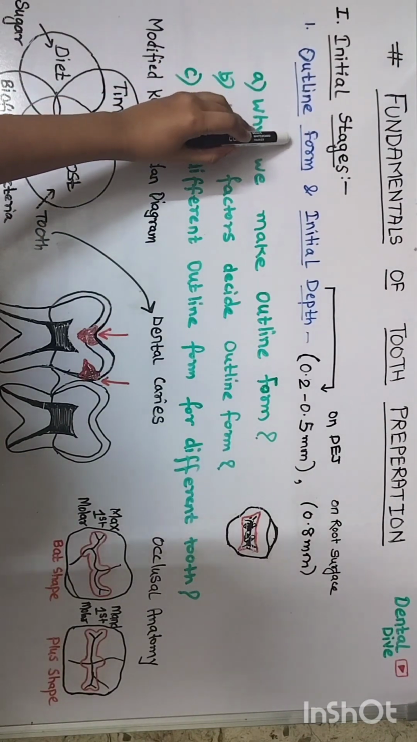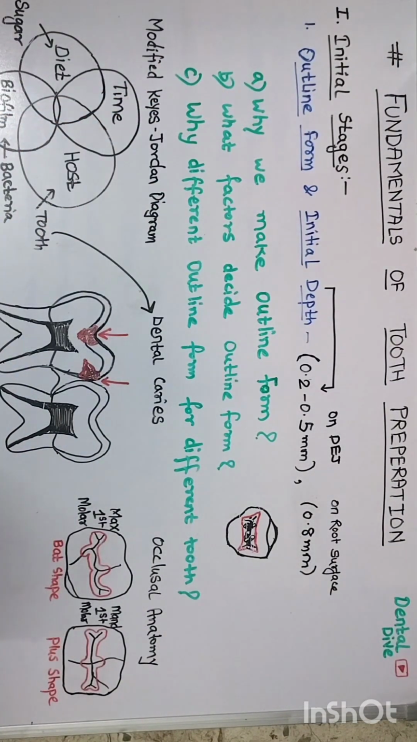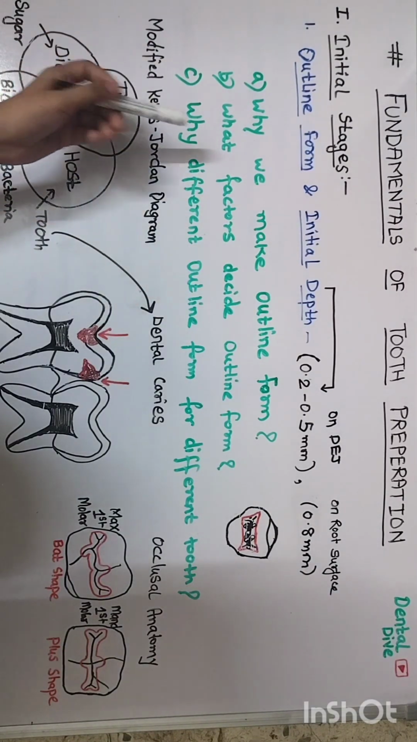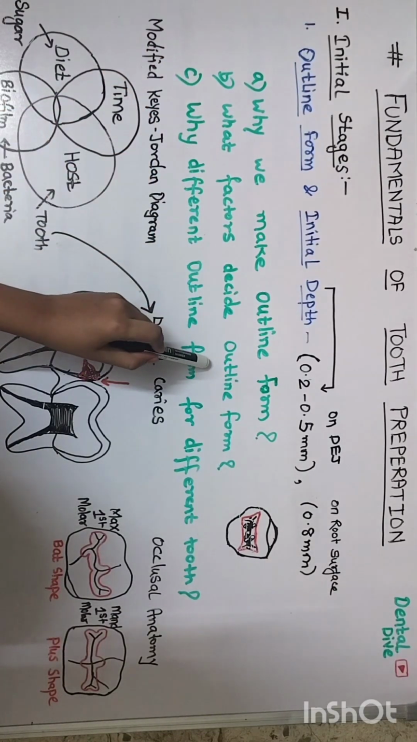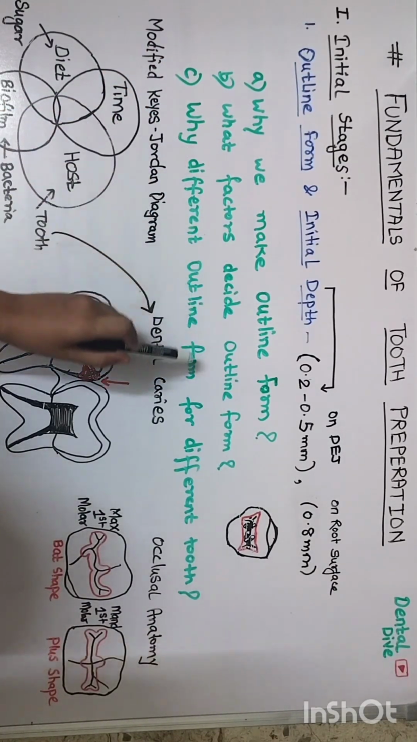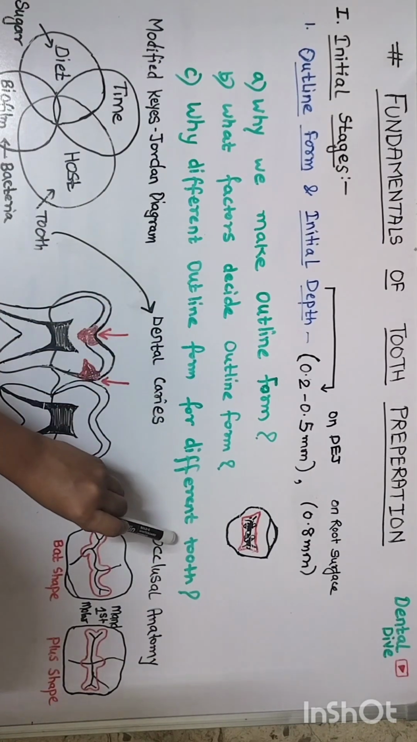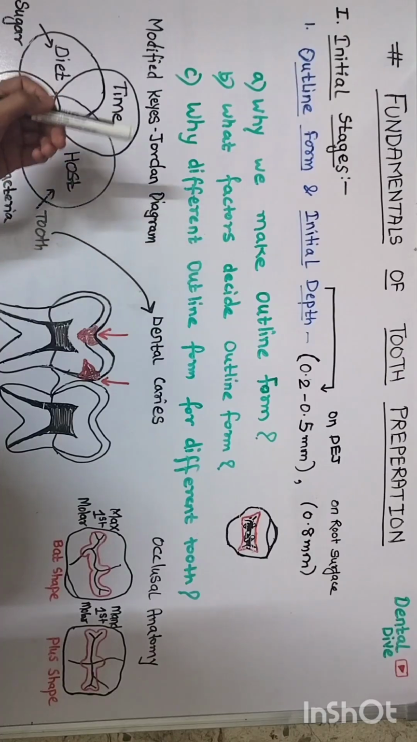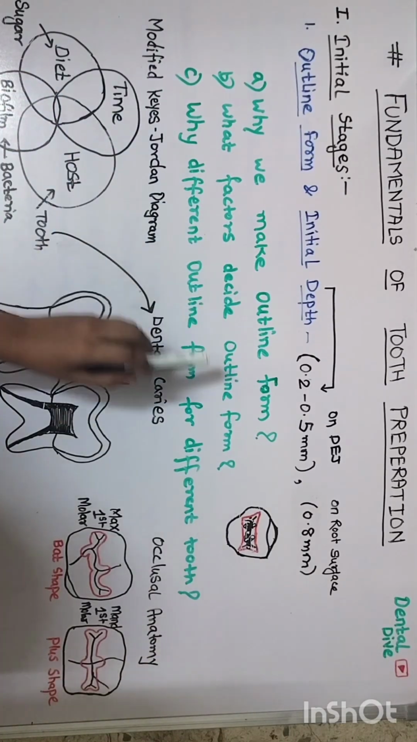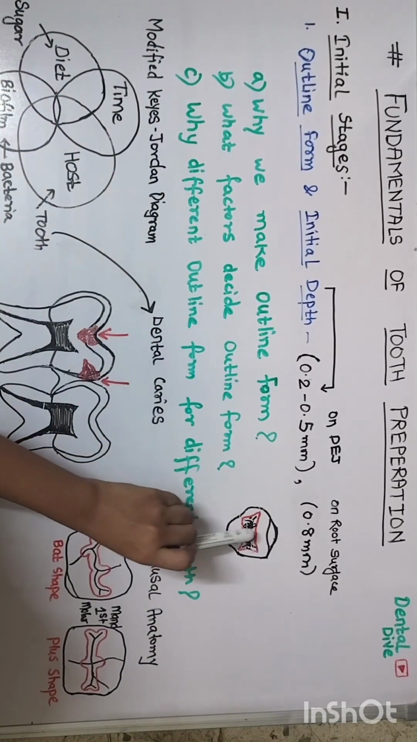What is outline form? Placing the preparation margin in the position they will occupy in final preparation. So students might be thinking, why do we make outline form? What factors decide outline form? Why different outline form for different teeth? So why do we make outline form? To include all the decayed and demineralized part of tooth structure, demarcating the sound tooth structure from your decayed part.